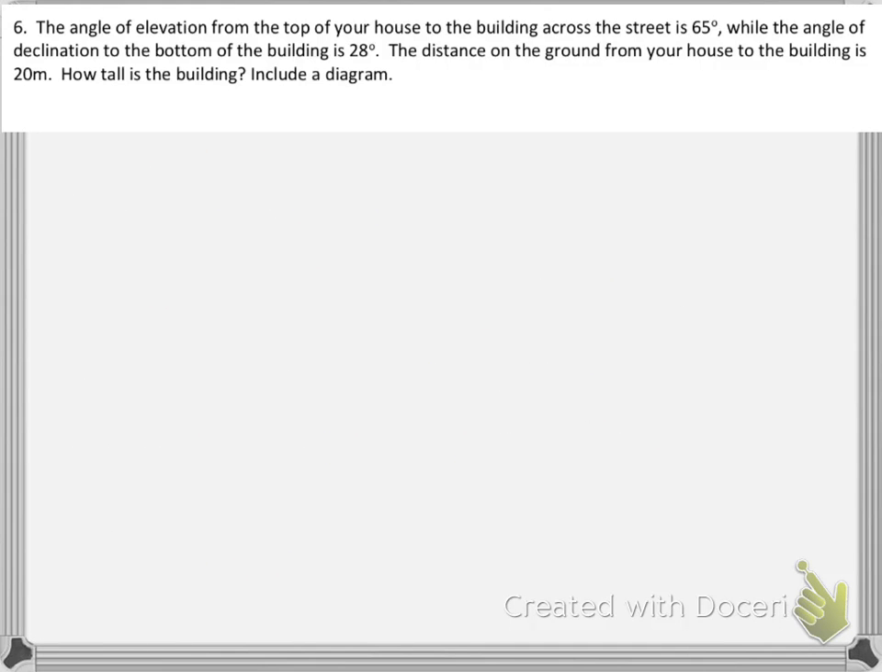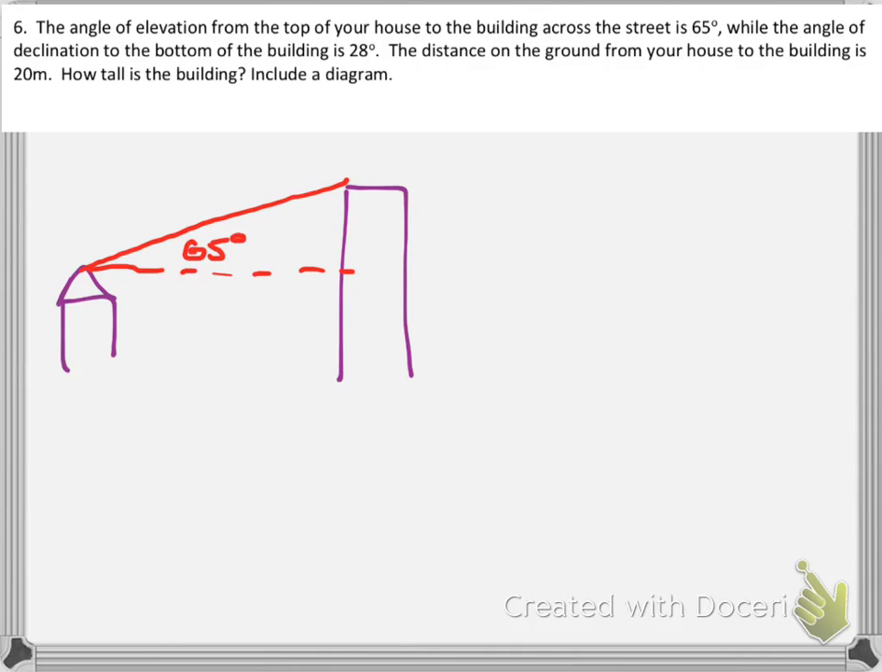Number 6 says, an angle of elevation from the top of your house to the building across the street is 65. So there's your house, there's a building across the street, and the angle of elevation is 65 degrees. It also says the angle of declination is 28 degrees, and the distance from your house to the building is 20 meters. How tall is the building?